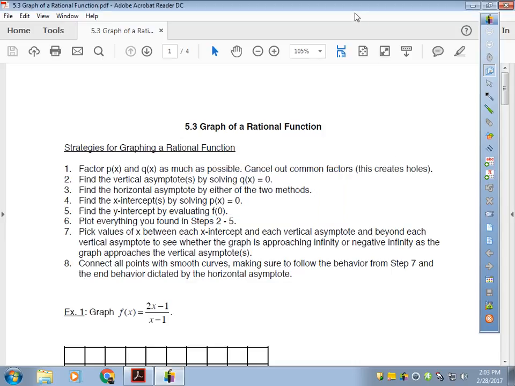So this is section 5.3, which is graphs of rational functions. It kind of continues off of 5.2, where we talked about the properties of rational functions. So these are our general strategies here for graphing a rational function.